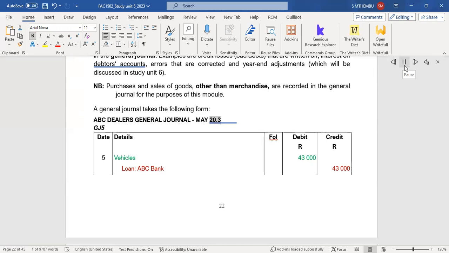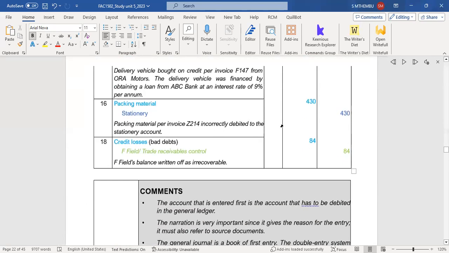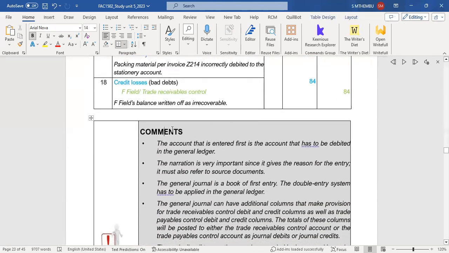ABC Dealers General Journal, May 20.3, GJ5. Comments. The account that is entered first is the account that has to be debited in the general ledger. The narration is very important since it gives the reason for the entry. It must also refer to source documents. The General Journal is a book of first entry. The double entry system has to be applied in the general ledger.